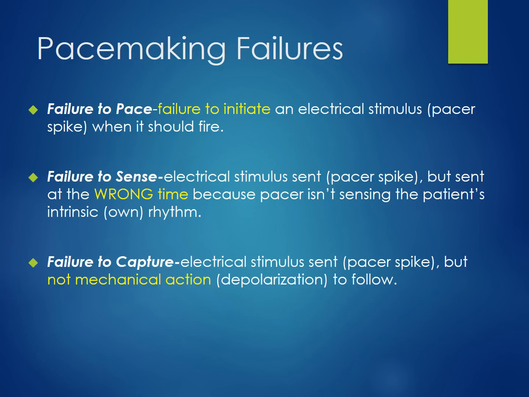Now we've looked at different types of temporary pacemakers and what the EKG strip will look like, but what about if something goes wrong? Well, we call these pacemaking failures. That's when there's a problem with the pacemaker itself and its relationship with the patient's heart. So there are three major pacemaking failures, and these are called failure to pace, failure to sense, and failure to capture. And to break these down in simple terms, either the pacemaker just isn't sending electricity, or the electricity is being sent at the wrong time, or the heart isn't responding to the electricity coming from the pacemaker.